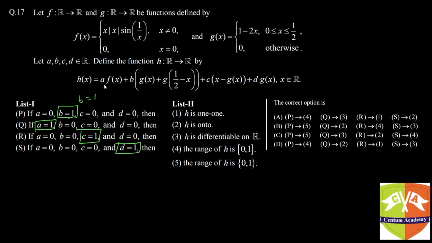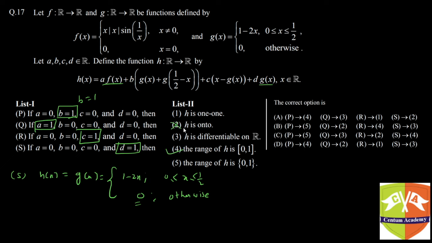Now, if I look at these functions, either this is simple or this is simple. So let me focus on the last one first, when D is 1 and the rest are 0. If you are solving for option S, my h(x) simply becomes g(x), which is simply 1 minus 2x when x lies between 0 and half, and 0 otherwise. Now let us look at the options in list 2. Is h in 1? Not really. For all the other values of x it is 0, so it is definitely many-one. Is h in 2? Not really. Its range: when x is 0, this is 1; when x is half, this is 0. So range will be from 0 closed to 1 closed. So option number 4 is 2, and 2 is false.